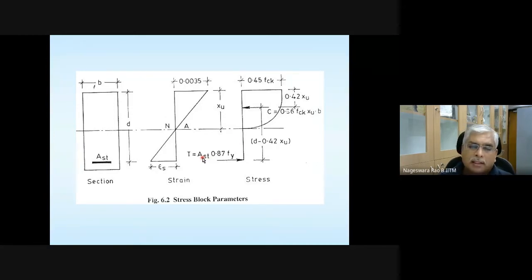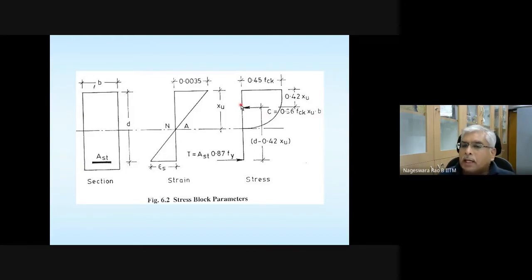So our focus in today's class, or one of the points that we need to understand, is how this 0.42 is obtained, or we need to cross check whether this 0.42 times XU is correct or not, and also whether this resultant compressive force turns out to be 0.36 FCK XU times B. We are going to cross check these things.